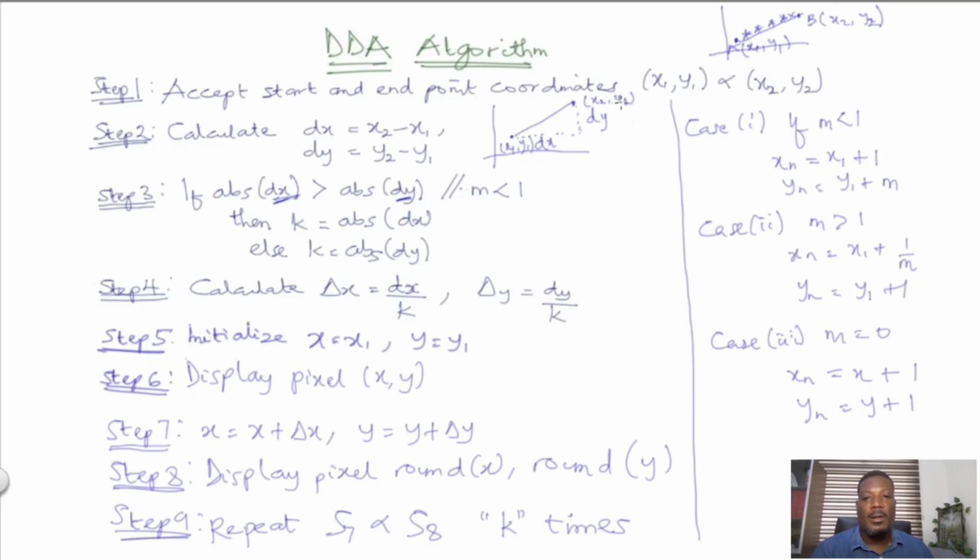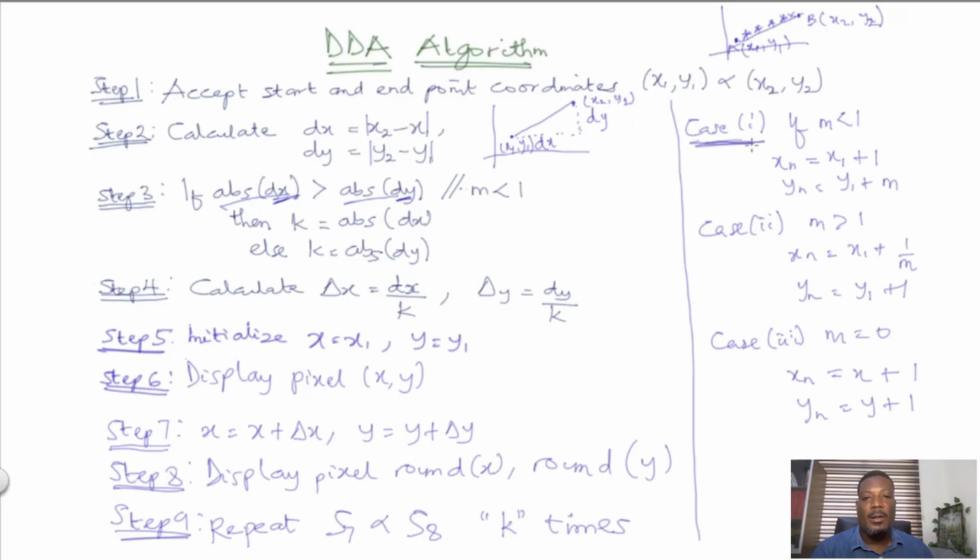We find the absolute value for dx and dy, whatever value we get. This is the absolute value symbol. We find the absolute value for each of them, and if the absolute value of dx is greater than the absolute value of dy, in such situations we have m less than 1. So m less than 1 takes up the first case which you already have here.